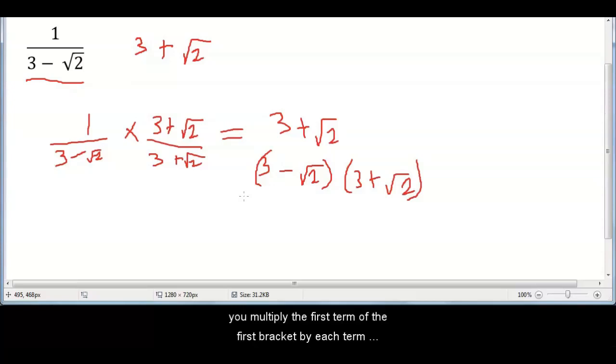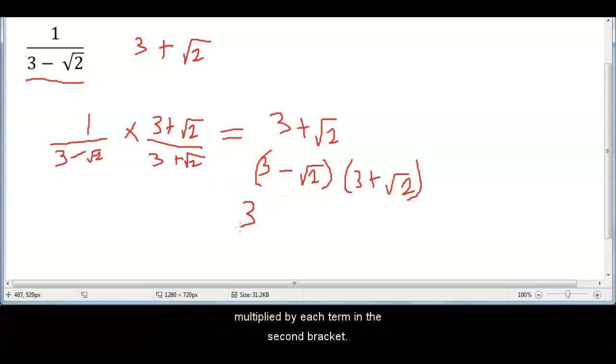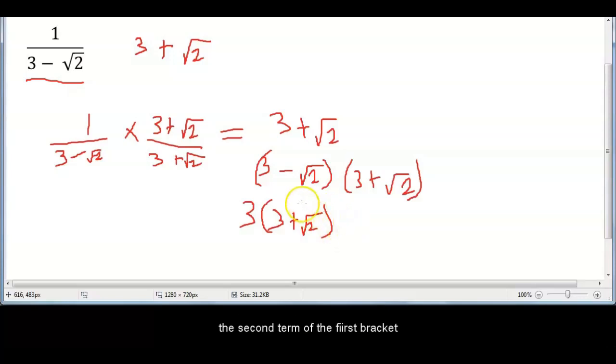In expansion, you multiply the first term of the first bracket by each term inside the second bracket. So the first term of the first bracket is 3. You multiply by each term in the second bracket, 3 plus root 2. You also multiply the second term of the first bracket by each term inside the second bracket. The second term of the first bracket is minus root 2. So we have minus root 2 by 3 plus root 2.